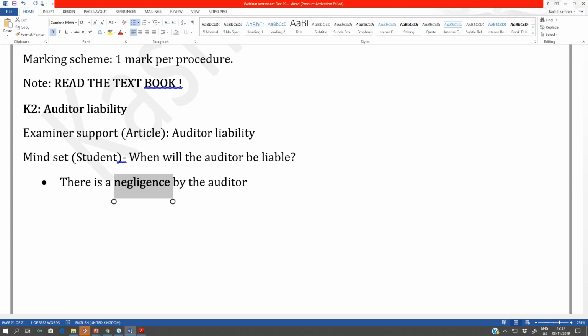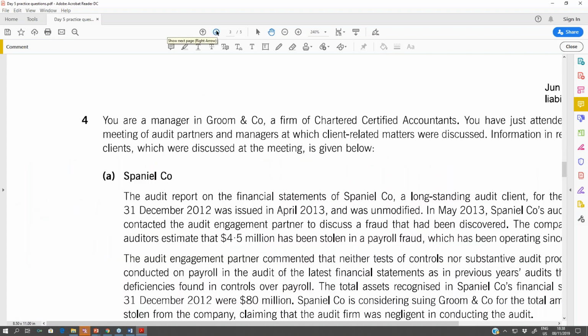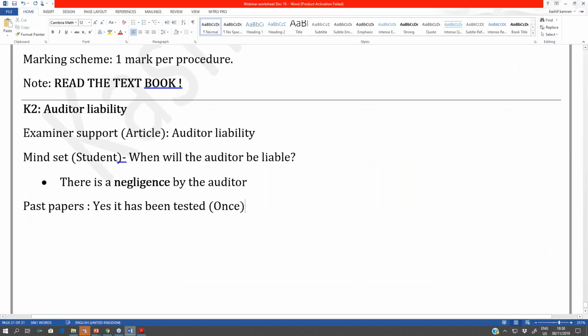Now, when you look at the past papers in terms of this area on auditor liability, has this been tested in past papers? And the answer is yes, it has been tested, but that's only once. And that once is a very old question. If I can just show you the question for auditor liability, this is the question. June 13, question number 4A was the question where the examiner tested auditor liability.